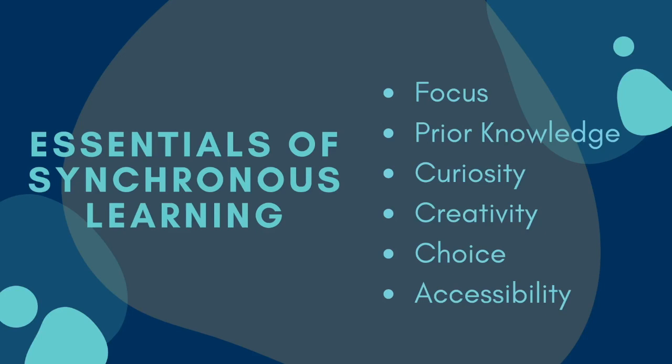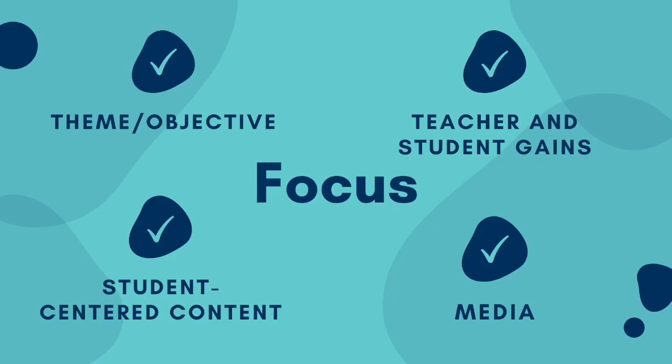So I'm going to look at how these 6 characteristics, focus, prior knowledge, curiosity, creativity, choice, and accessibility, play into your synchronous learning success. And hopefully you'll have some ideas to think about and suggestions to try by the end.